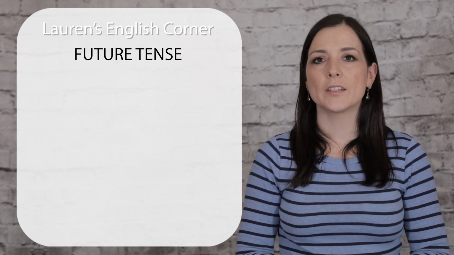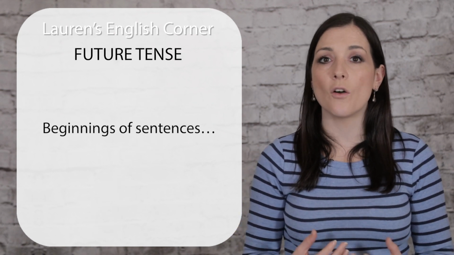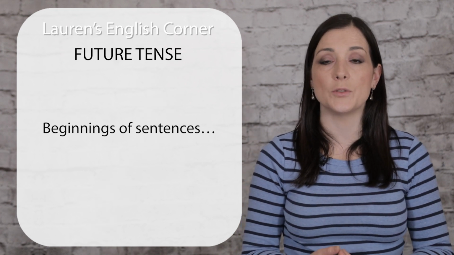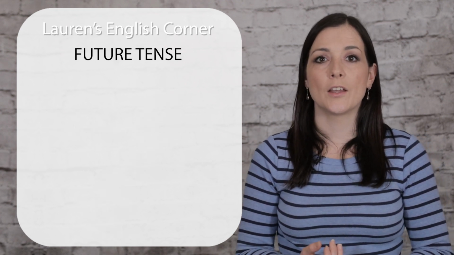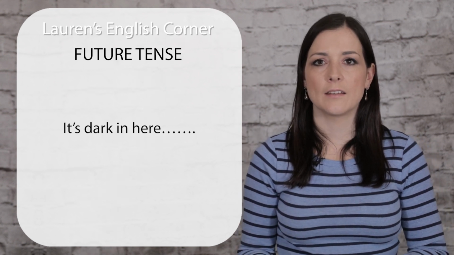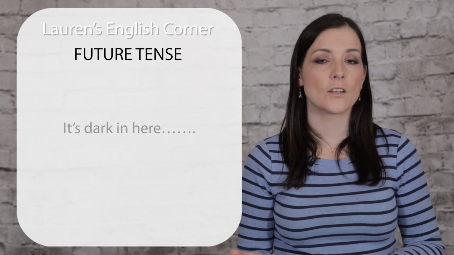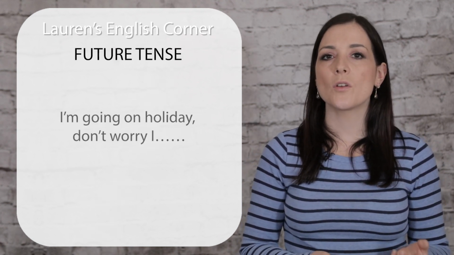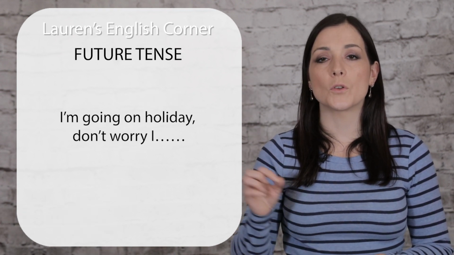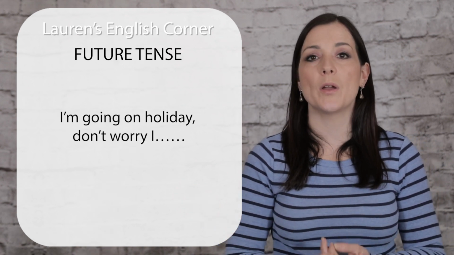You could also have the start to a few sentences of promises and offers and get the students to complete the sentences using will. For example, it's dark in here. They would need to put, shall I turn on the light? Or, I'm going on holiday. Don't worry, I... The answer being, won't forget to send you a postcard.